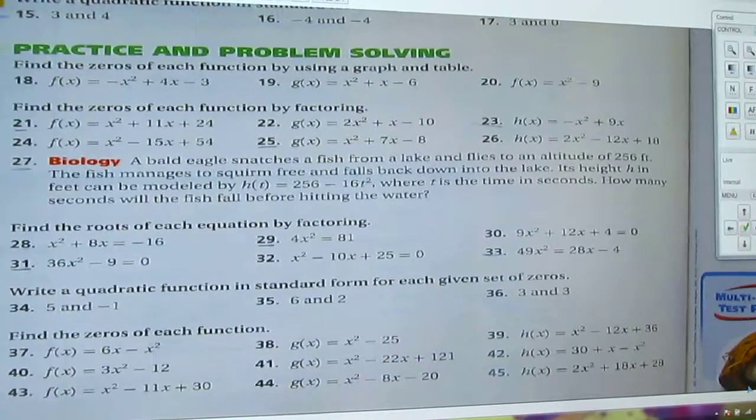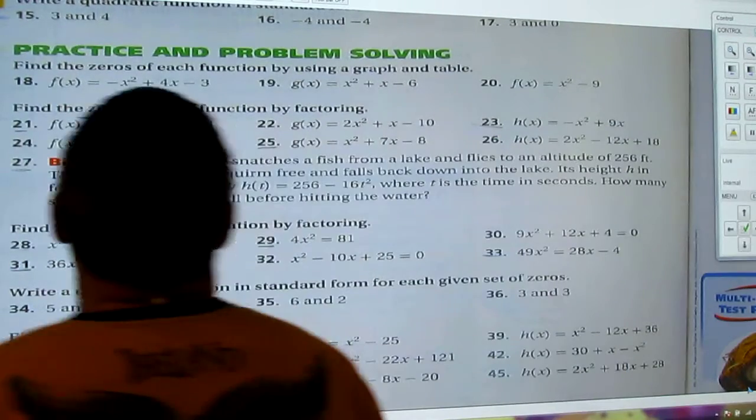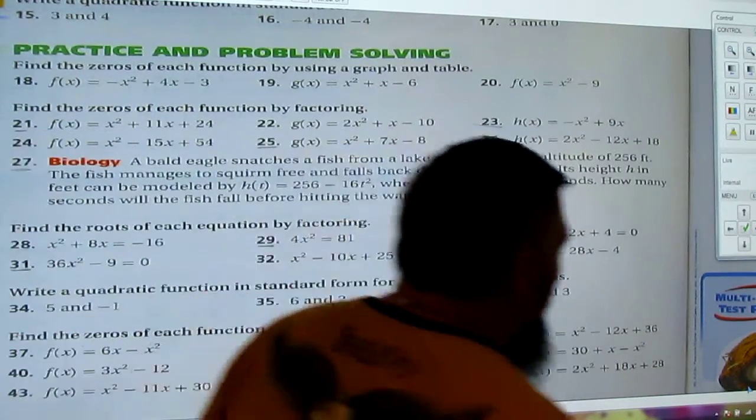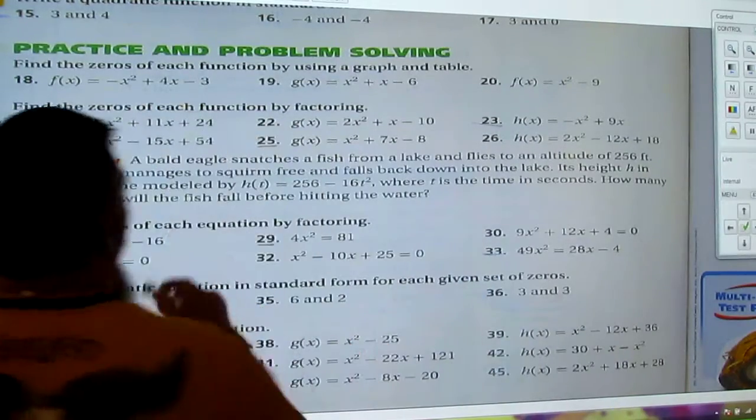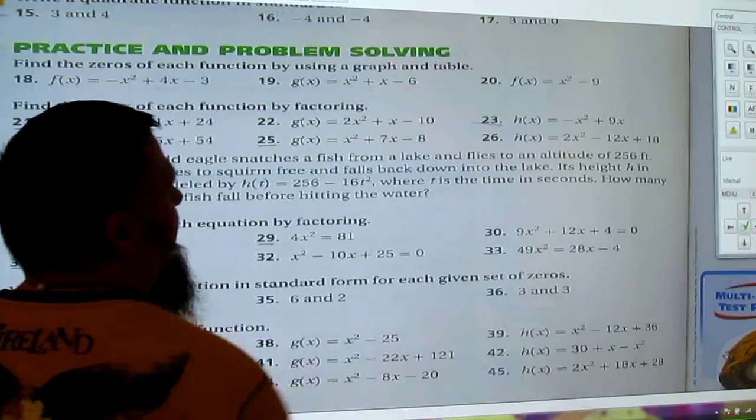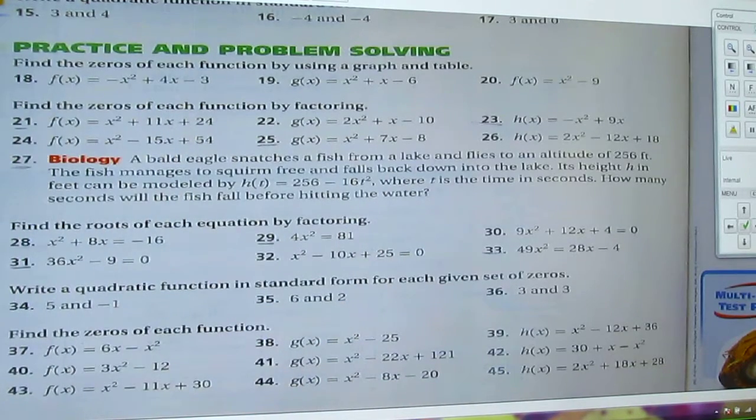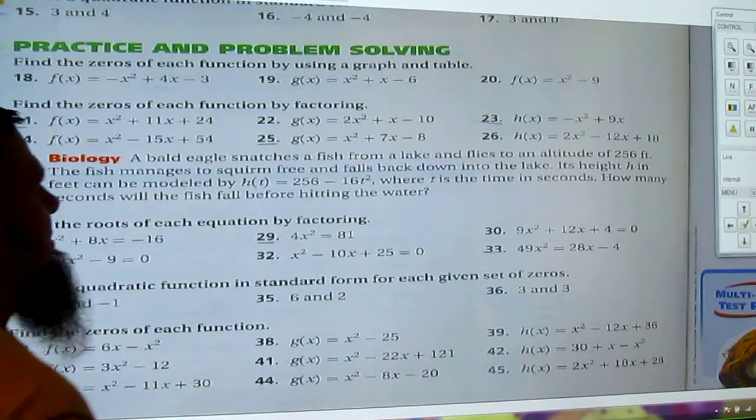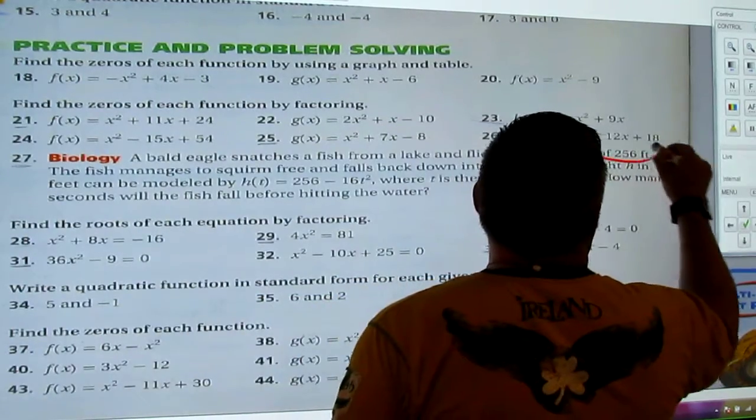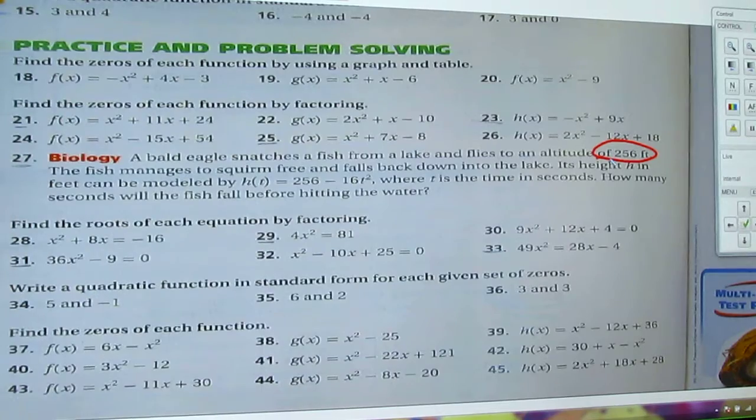All right, 27. Make sure I'm on a pin. So 27 says a bald eagle snatches a fish from a lake. Right, Jordan? It snatches a fish from a lake and flies to the altitude of 256 feet. Okay? The fish manages to squirm free and falls back down to the lake.